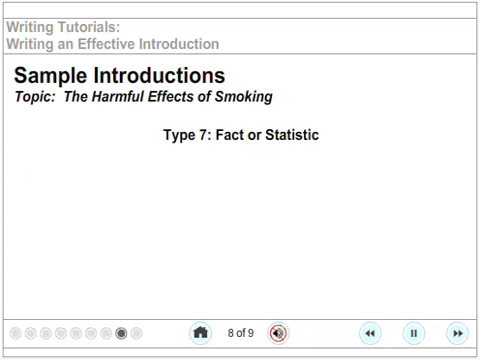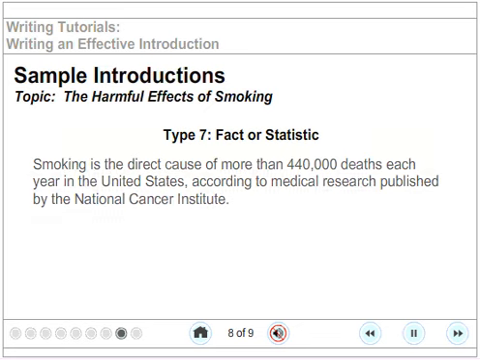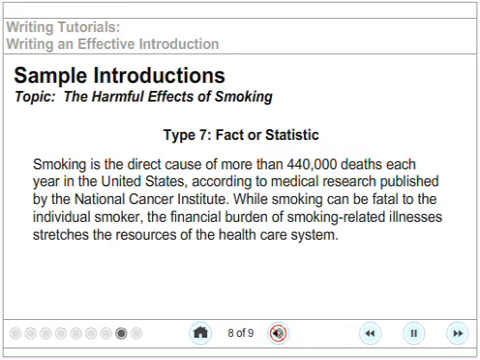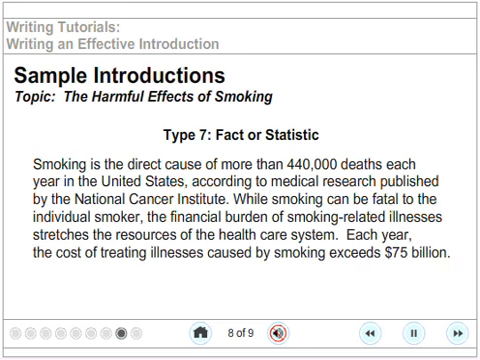Type 7. Offer a surprising fact or statistic. Smoking is the direct cause of more than 440,000 deaths each year in the United States, according to medical research published by the National Cancer Institute. While smoking can be fatal to the individual smoker, the financial burden of smoking-related illnesses stretches the resources of the healthcare system. Each year, the cost of treating illnesses caused by smoking exceeds $75 billion.